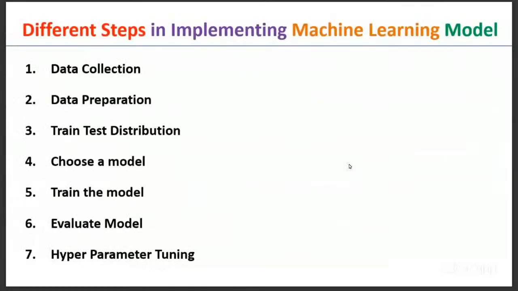Okay. So, next: steps involved in implementing a machine learning model. If you want to create a machine learning model or an application, these are the steps you need to follow. First, you need to collect the data, prepare the data, split into test and train distribution, choose a model, train the model, evaluate it, and do parameter tuning. All these are the phases we need to go through to create a machine learning model.